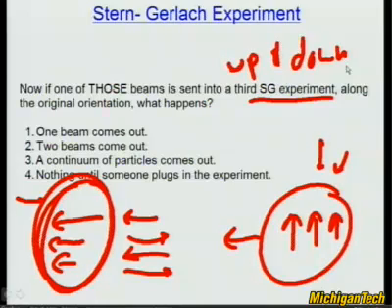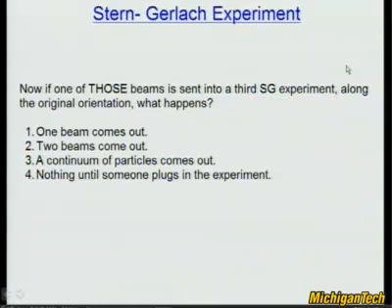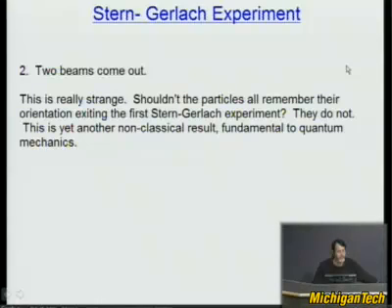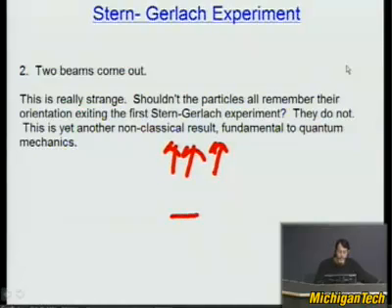Well, you don't have to use electromagnets, so we know that's not the answer. But the answer is, drum roll please, two beams come out. That's really strange. So you used a beam of particles that came out of the first Stern-Gerlach experiment with all spin-ups. Threw away the rest. Next, you made them all spin sideways. You took only those, and then you went to see if they're all still spin-ups again.